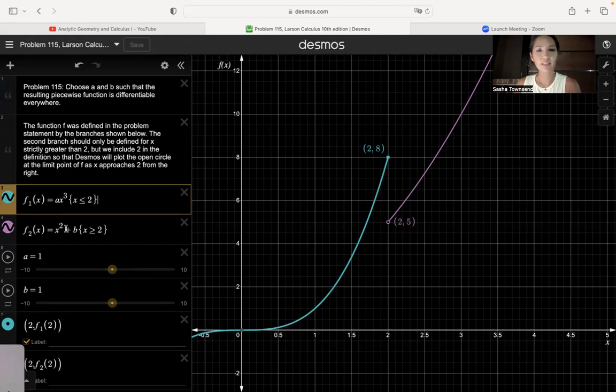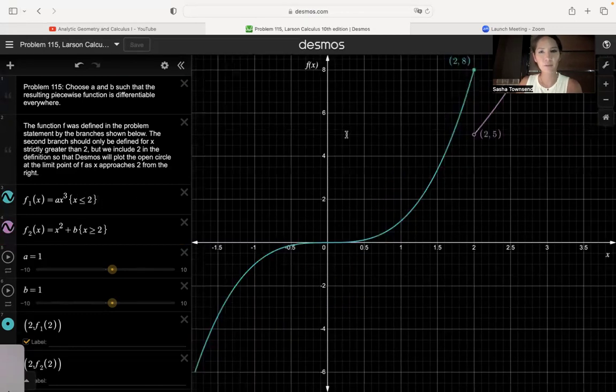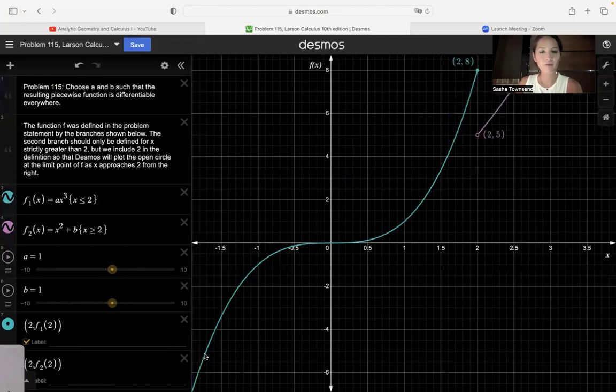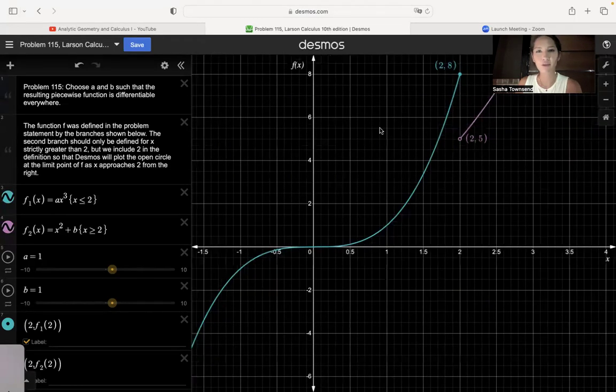So here are the two branches of our piecewise function. Because of the way Desmos doesn't allow us to specify piecewise functions in branches, I've called f1 the first branch of the piecewise function. So that's that cubic polynomial, but only on the interval from negative infinity to 2. And then that x squared plus b for x strictly greater than 2.